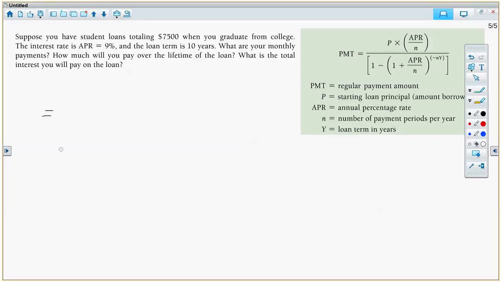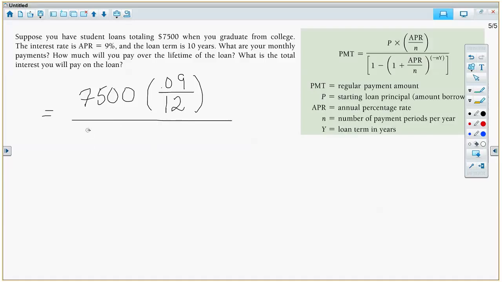So, we've got $7,500. Now, think of $7,500 as a loan, okay? A loan is also a car payment or a car loan. You could put $22,000 in here for a car loan. The formula is the same. APR is 0.09 over N, which should be 12, over 1 minus 1 plus 0.09 over 12 raised to the negative 12 times how many years? 10?